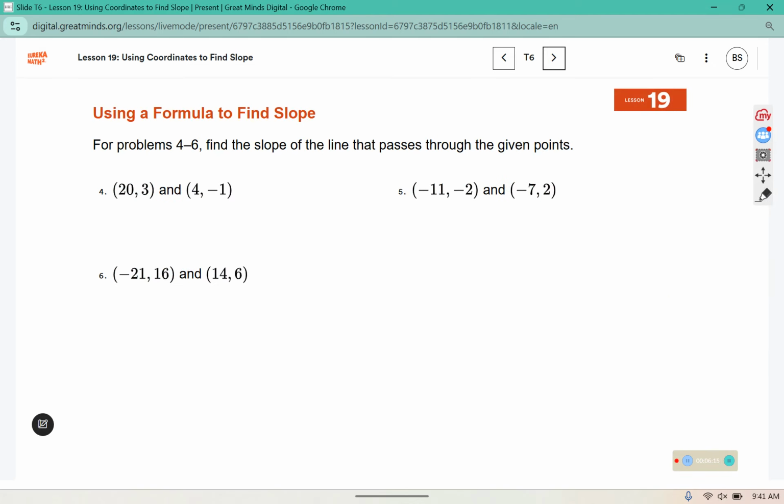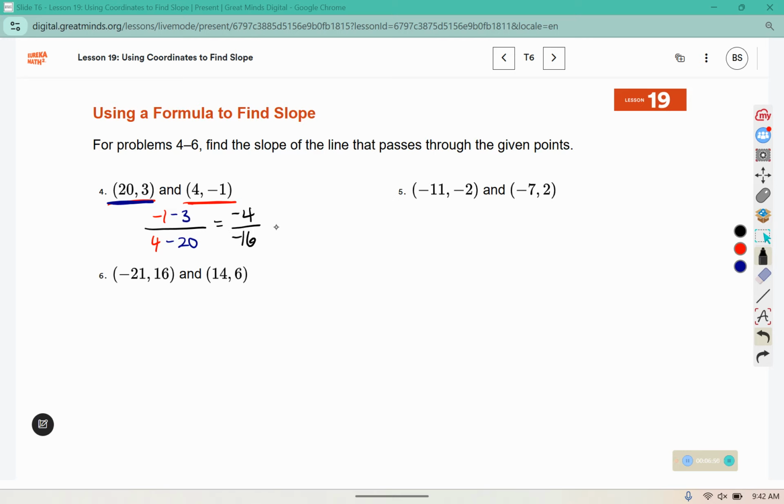For problems 4 through 6, find the slope of the line that passes through the given points. So we'll start with the second and subtract the first point. So we're starting with the y values on top, -1 minus 3, and then the x values go on the bottom, 4 minus 20. -1 minus 3 is -4. 4 minus 20 is -16.